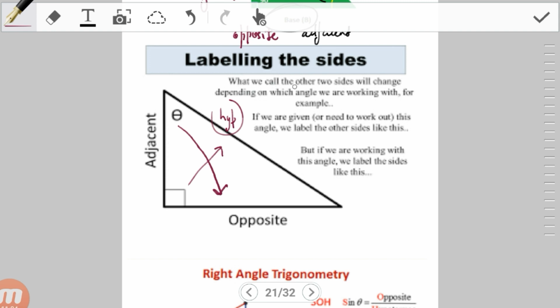Now, what we call the other two sides will change depending on the angle we're working with, as I had mentioned before. So if we are given or need to work out this angle, we label the other sides as I've instructed here. The opposite faces the angle, the adjacent faces the other side. The hypotenuse is always the one that is in front of the 90-degree angle.